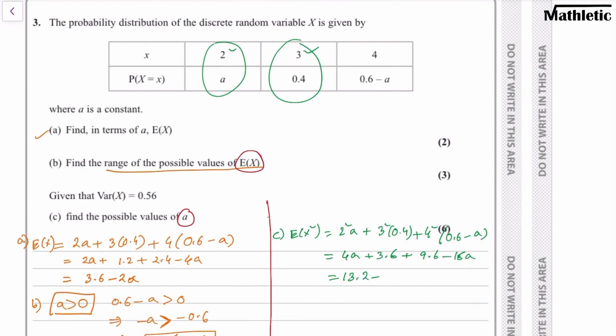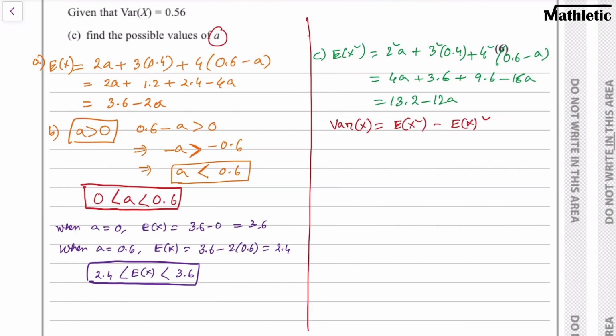(13.2) minus 12a. So E of x square is 13.2 minus 12a, and E of x whole square. E of x is this one: 3.6 minus 2a whole square. So I just need to simplify this line.